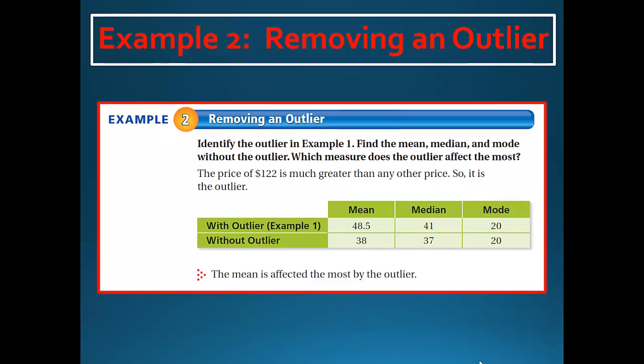Now for our second example, we're removing an outlier. Identify the outlier in example 1. Find the mean, median, and mode without the outlier. Which measure does the outlier affect the most?